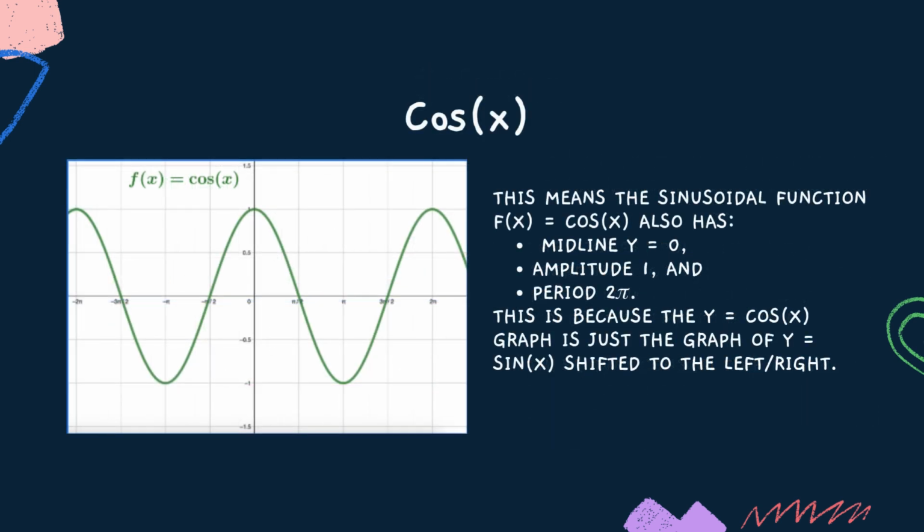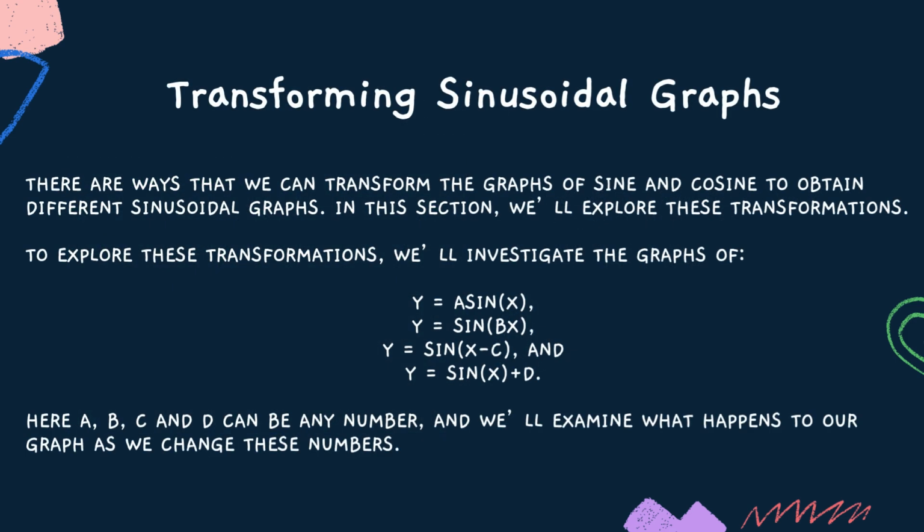This means the sinusoidal function f(x) = cos x also has midline y = 0, amplitude 1 and period 2π. This is because the y = cos x graph is just the graph of y = sin x shifted to the left/right. There are ways that we can transform the graphs of sine and cosine to obtain different sinusoidal graphs. In this section, we'll explore these transformations.